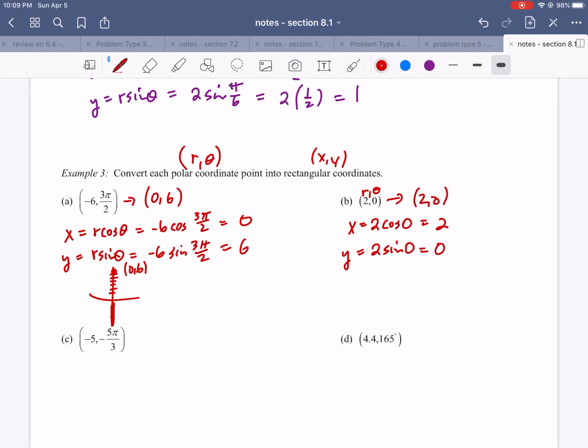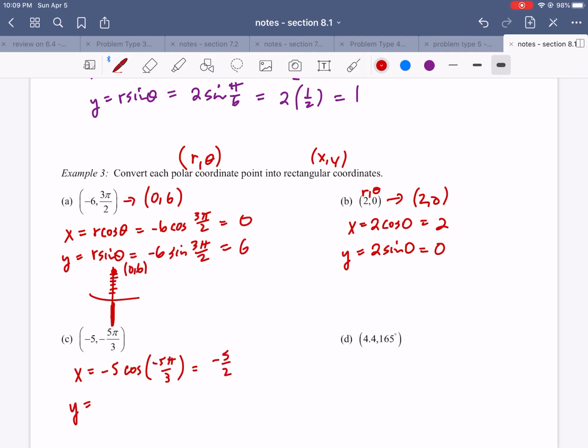Okay, letter C, again, same idea. We're going to have our conversion here. X is equal to r times the cosine of negative 5 pi over 3. Okay, and cosine of 5 pi over 3 is going to be a half. And so negative 5 times a half will be negative 5 halves.